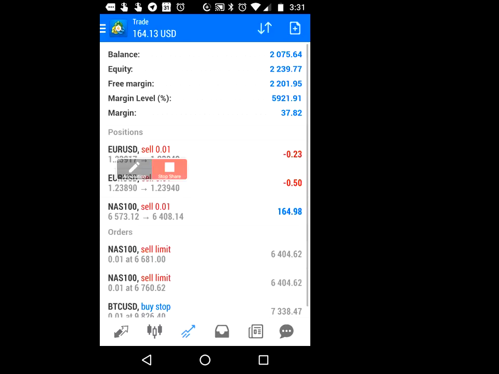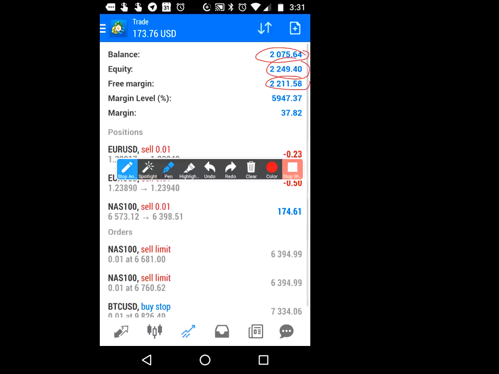Okay, so you can see up top here, this is your balance. This is your equity left to trade. This is your free margin. This is the free money that you have that you can still put in multi trade. But guys, watch your risk management. If you don't know what risk management is, watch my previous video where I talked about risk management.